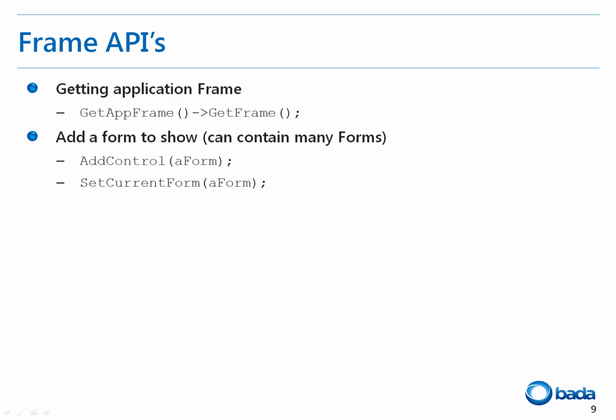To use a frame, you have to get the frame from the application. To do this, you can get the appFrame object by calling the getAppFrame function of the application. You can get a frame from this object by calling the getFrame function. In most cases, a frame is used to manage a form. You can add a form to a frame using the addControl function. The form that's currently being displayed on the screen can be set from among multiple forms using the setCurrentForm function.